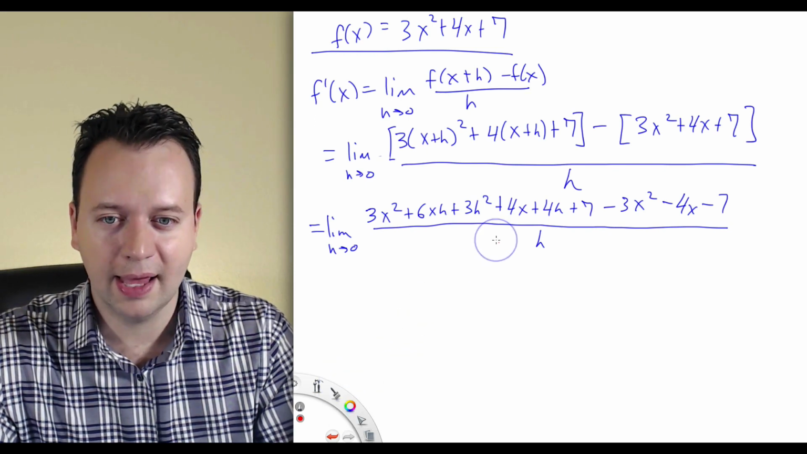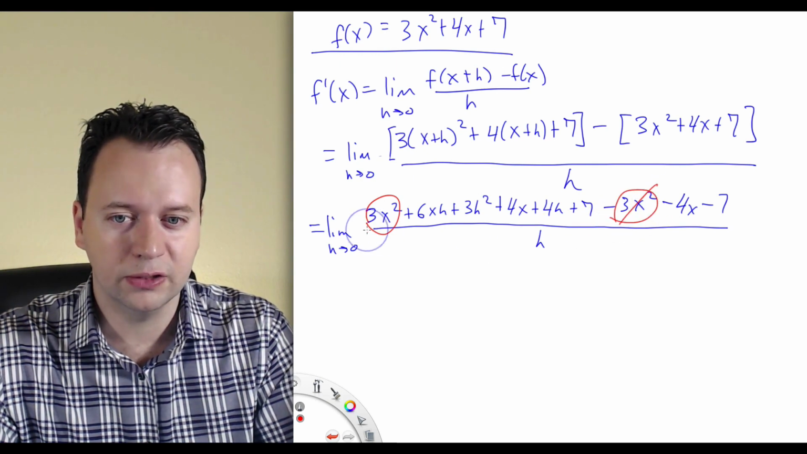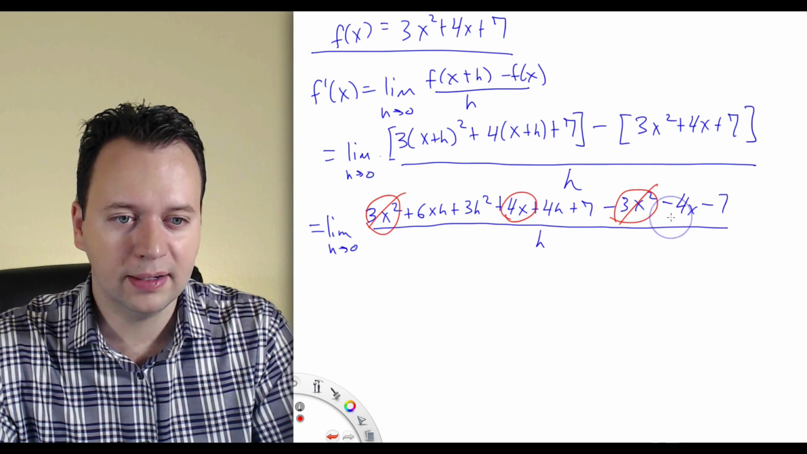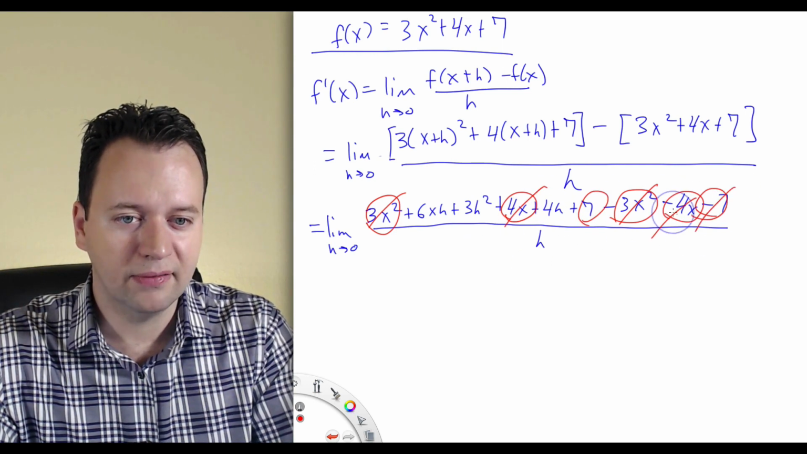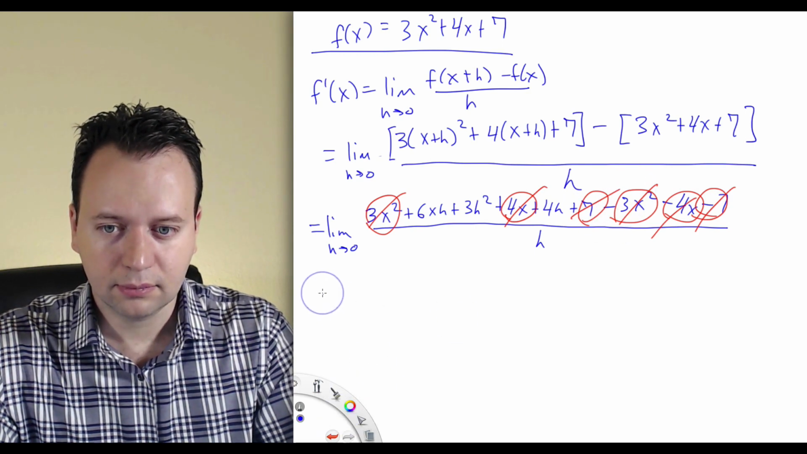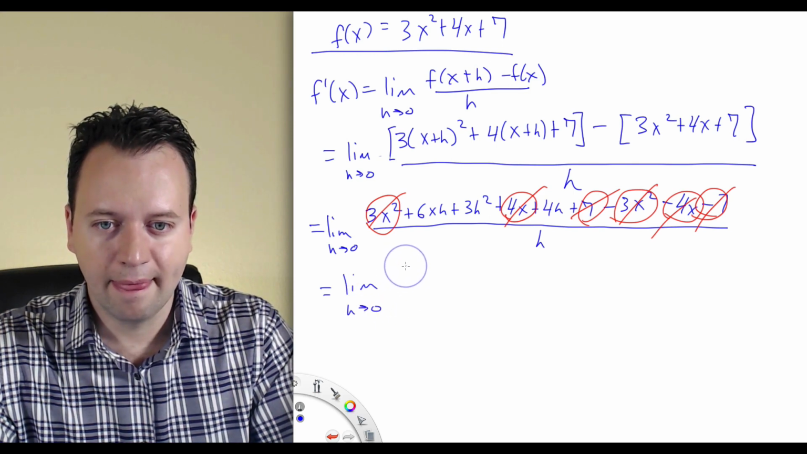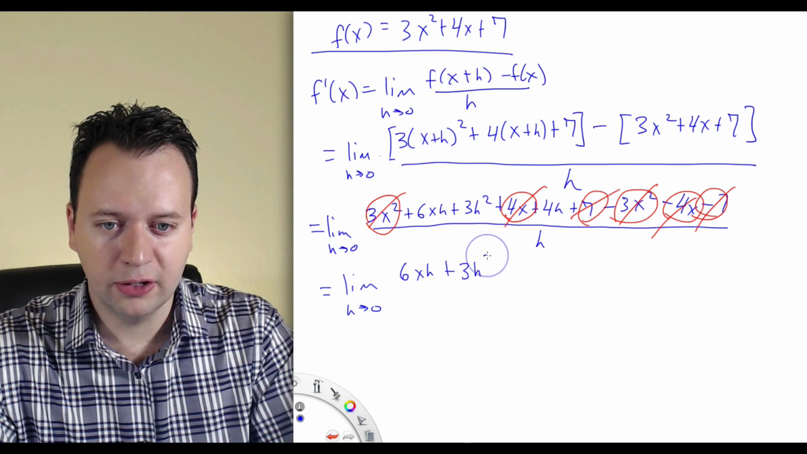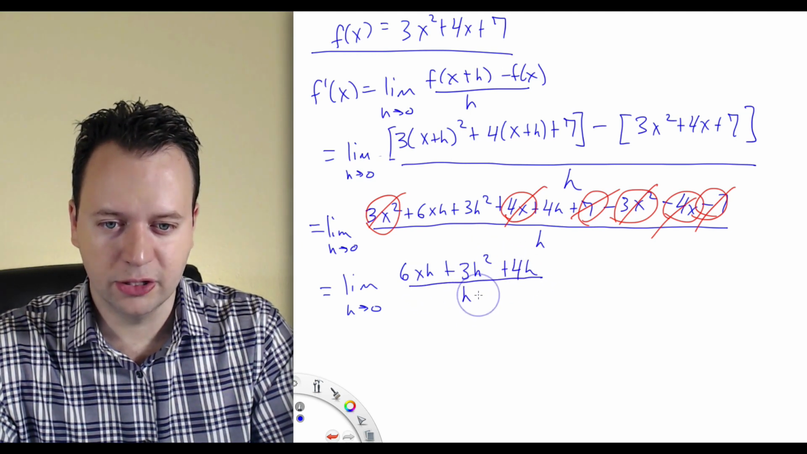We get to see what cancels out. All right, 3x squared minus 3x squared. Off to a good start. 4x minus 4x. Pow, pow. 7 minus 7. Just like that. So that's equal to the limit, h goes to 0, 6xh plus 3h squared plus 4h all over h.